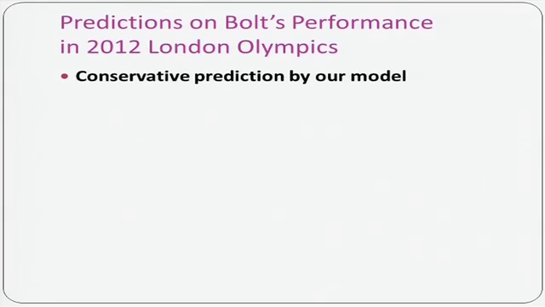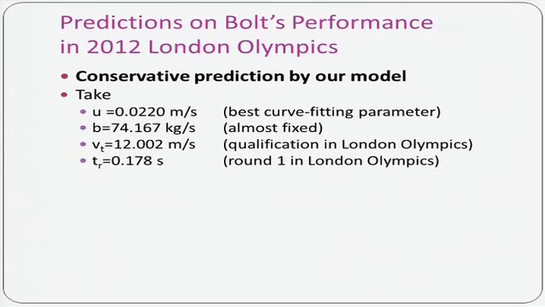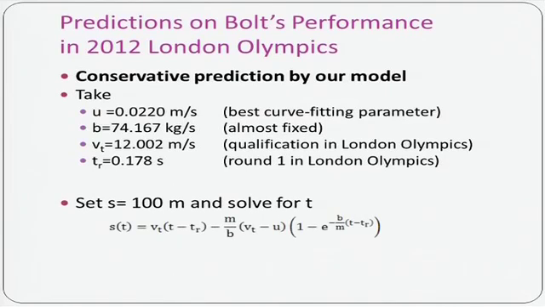Finally, it comes to our prediction. The first is a conservative prediction by our model. We fix the values of u and b, and we take Vt as that in the qualification round in the Olympic game, because we assume that the performance of Bolt in the final round would be better than that in the qualification round. We take the reaction time as that in round 1 in the Olympics. Using this equation, we solve for time t, and the predicted record comes to 9.77 seconds.